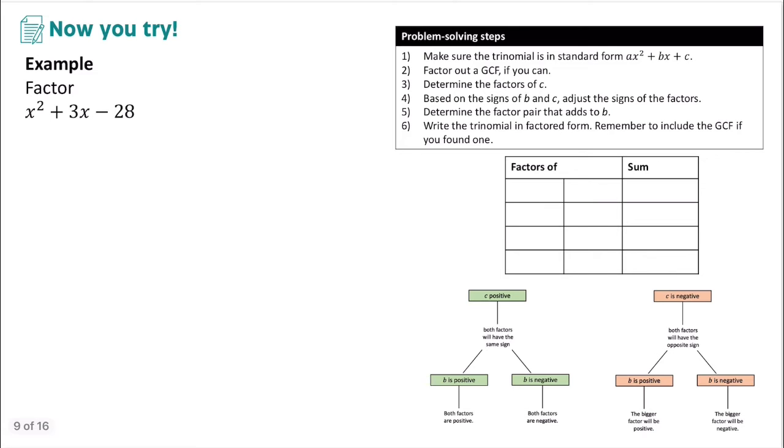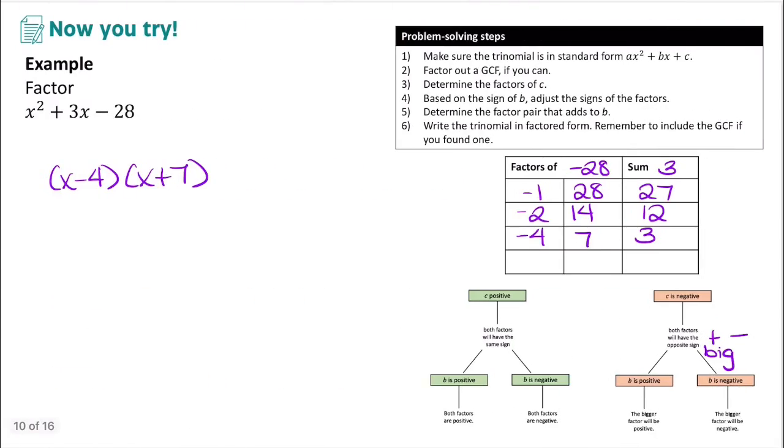So now you can go ahead and pause the video and try doing this example on your own. So in this case, notice that our value of B is plus 3 and our value of C is negative 28. So we're going to be looking for two factors of negative 28 that are going to add to 3. In this case, our C is negative, so our factors will have opposite sign. Since b is positive, our bigger factor will be positive.